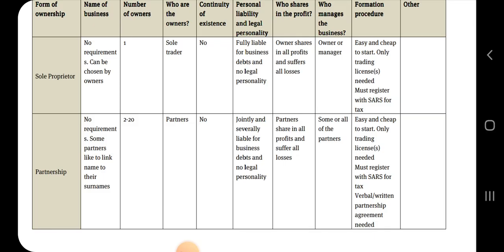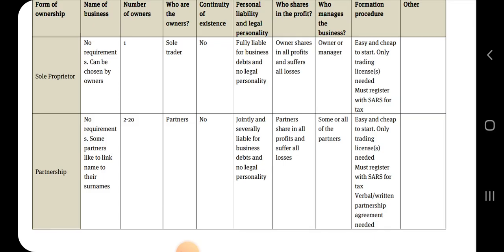They can choose whatever name they want. Some partners like to link the name to their surnames, and the number of owners is 2 to 20. So you can have two people. You cannot have a partnership by yourself. A partnership is between 2 or more people, so the limit is 20. Who are the owners? Partners. So the people who own the business are called partners.